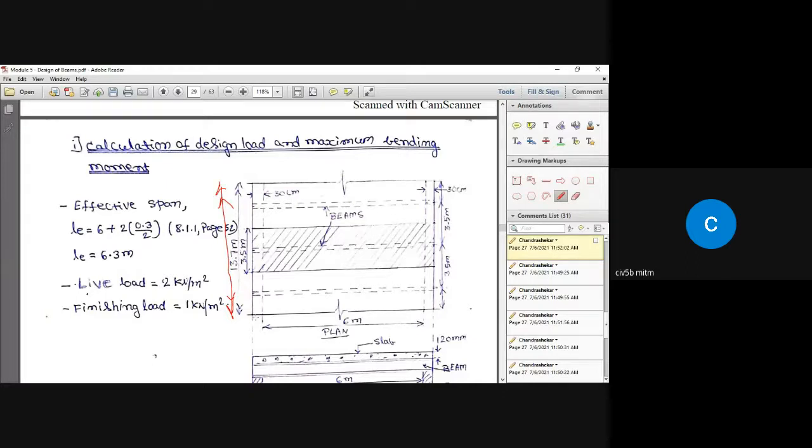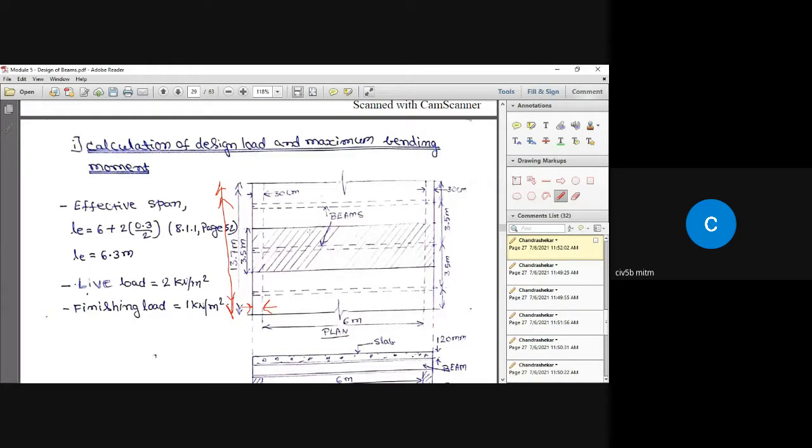So what is the internal dimension of the hall? That is 6 meter. And this is the wall thickness, which is 30 centimeter or 300 millimeter. This is 30 centimeter, this is 6 meter internal dimension. And what is the spacing of the beams? So we are running one beam here, another beam here, another beam here at a spacing of 3.5 meters. That is 3.5 meter center to center. So we have to design this beam.